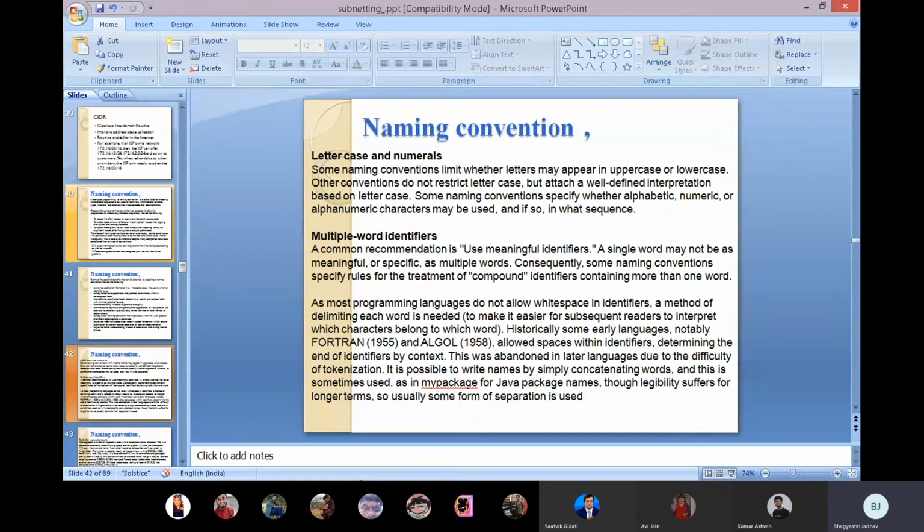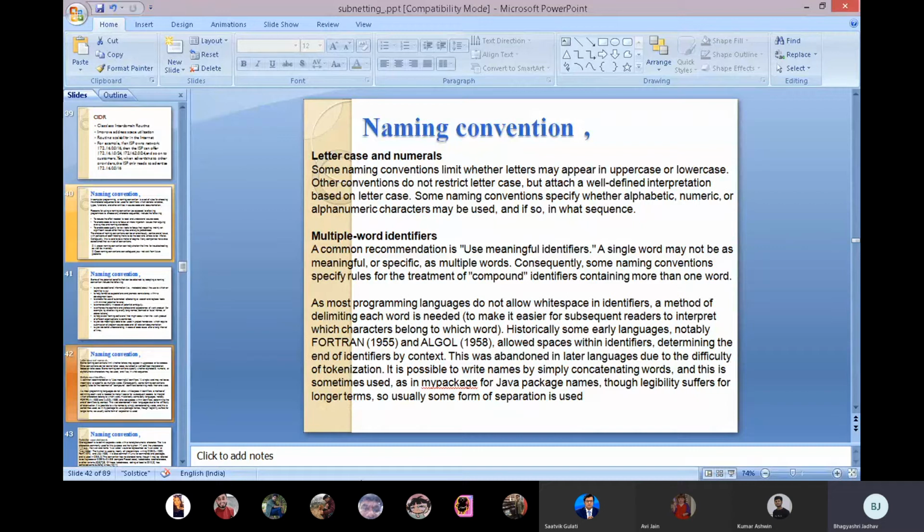Then multiple word identifiers. A common recommendation is to use meaningful identifiers. A single word may not be as meaningful or specific as multiple words. Consequently, some naming conventions specify rules for treatment of compound identifiers containing more than one word. This is a multiple word identifier. As most programming languages do not allow white space in identifiers, a method of delimiting each word is needed. That is to make it easier for a subsequent reader to interpret which characters belong to which word.